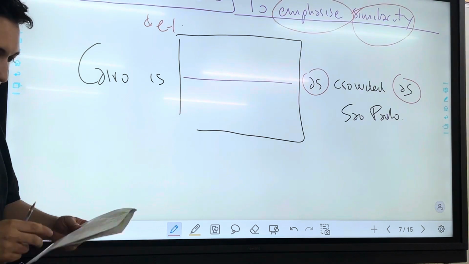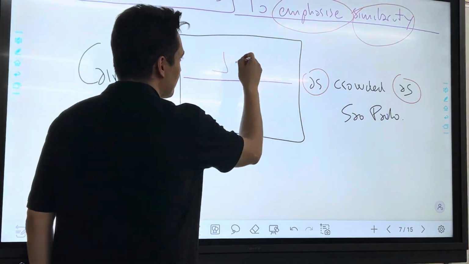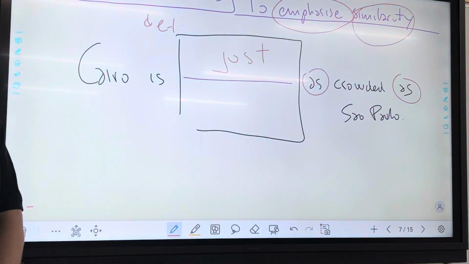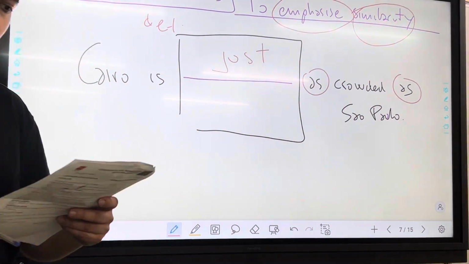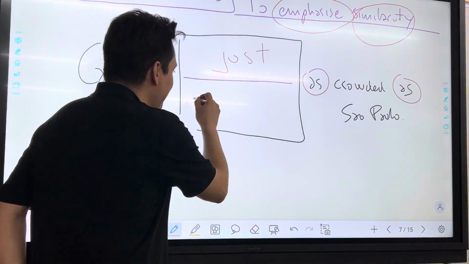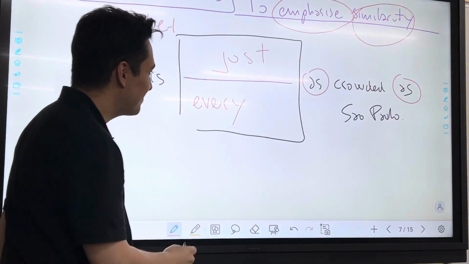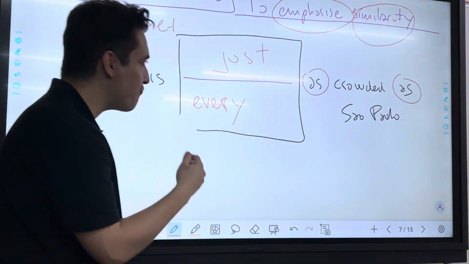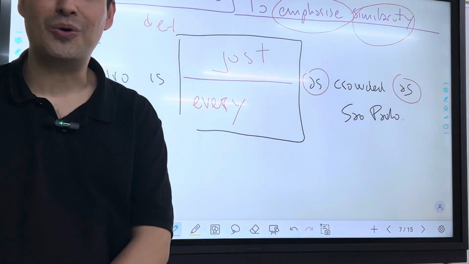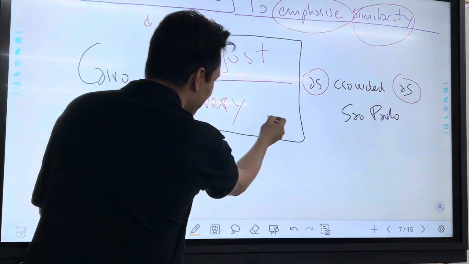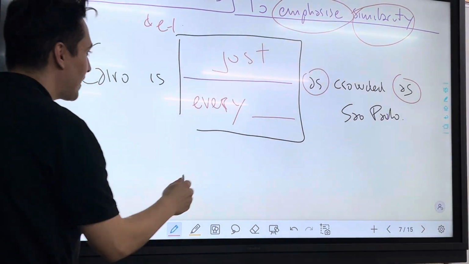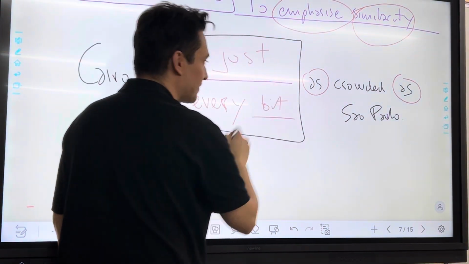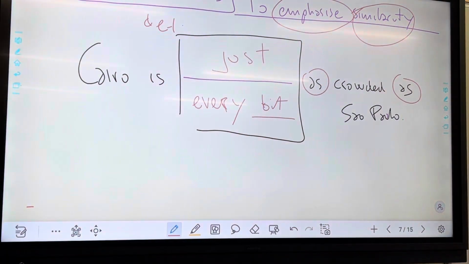Okay, look at this. Cairo is just as crowded as Sao Paulo, just as. If I want to say, okay, I'll give you the beginning: every, as crowded as Sao Paulo. What is missing there? Every bit, point for Alvaro. Cairo is every bit as crowded as Sao Paulo.